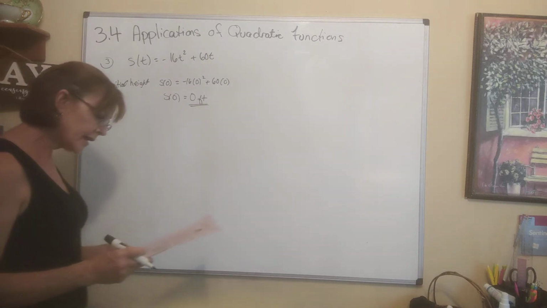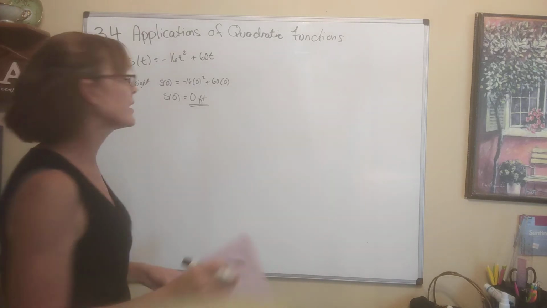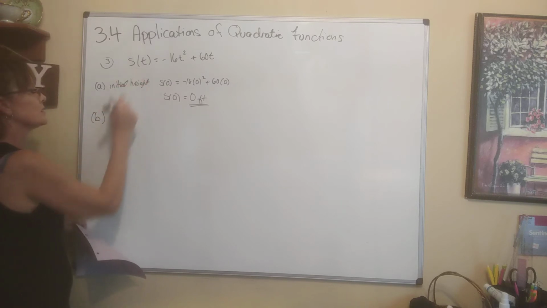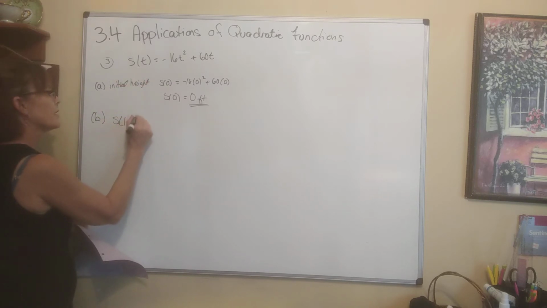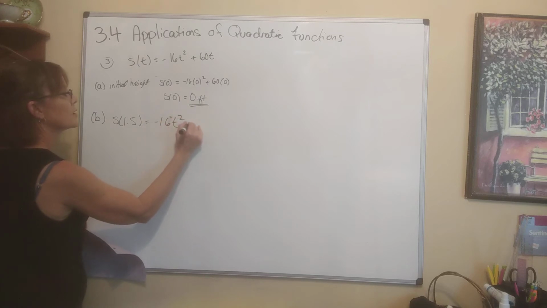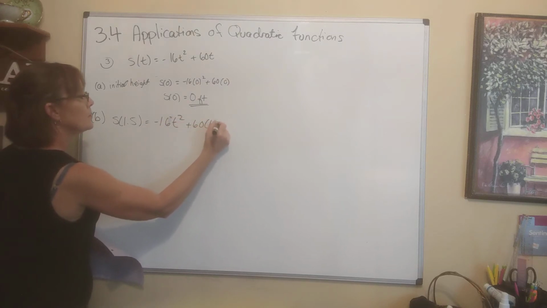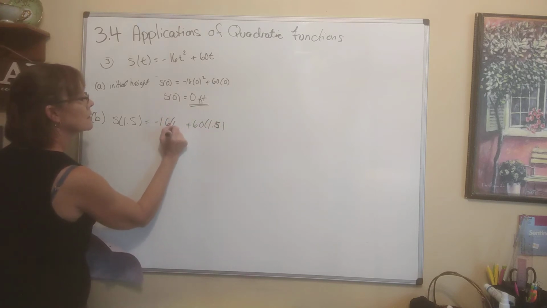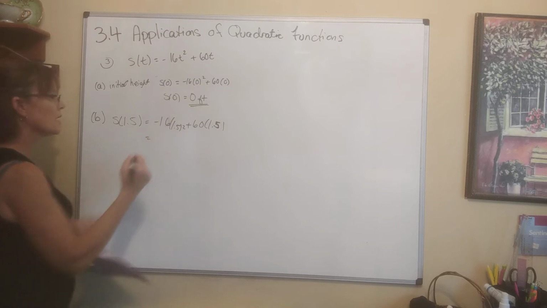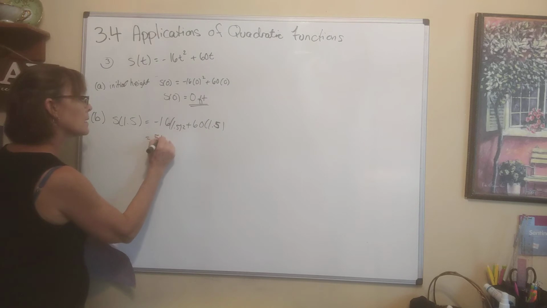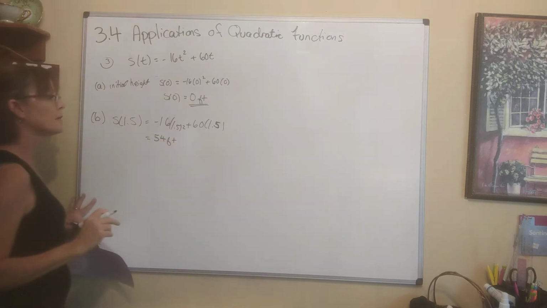B says, how high is the golf ball after 1.5 seconds? Okay, so part B, how high is it after 1.5 seconds? We just plug 1.5 into this, and we can figure that out pretty easily. Oops, that's not 1.6, that's negative 16 times 1.5 squared plus 60 times 1.5. When we plug all that in and evaluate it, we find that it is 54 feet in the air after 1.5 seconds.